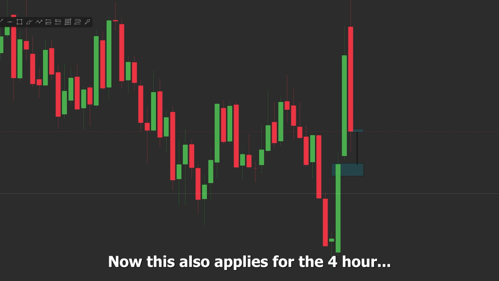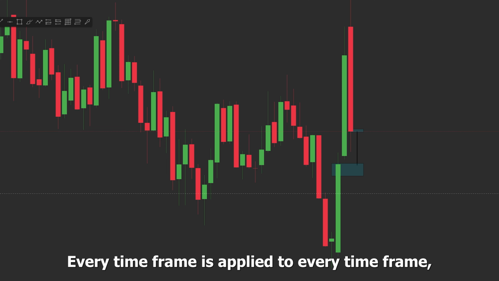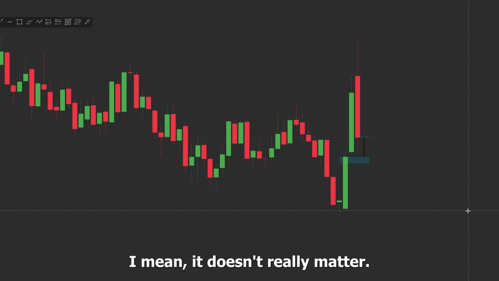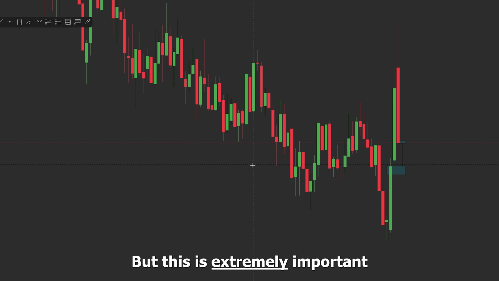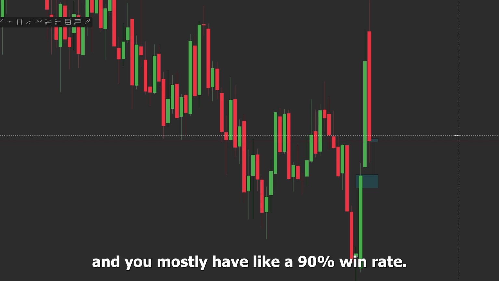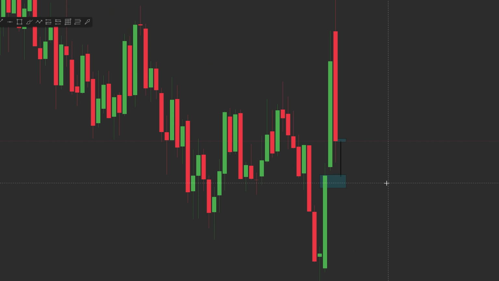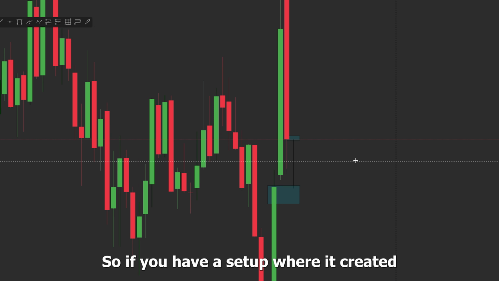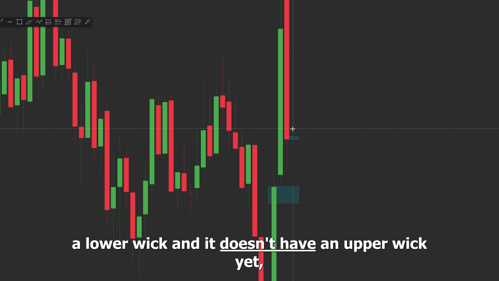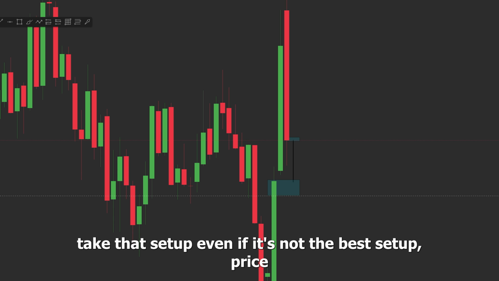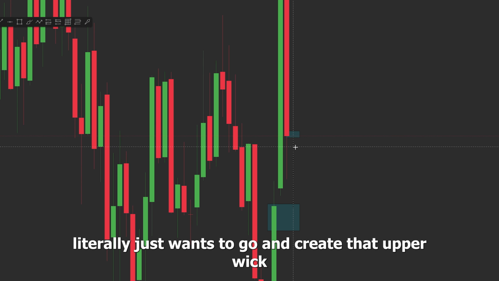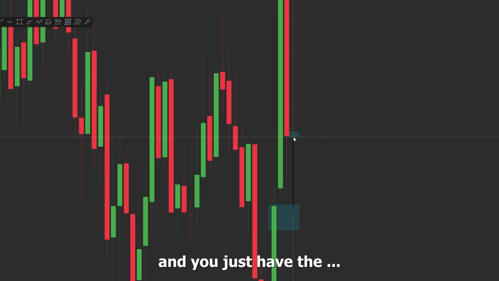Now, this also applies for the 4-hour, okay, every time frame. This applies to every time frame. I mean, it doesn't really matter on the lower time frames because you can't really see trend shifts like this, but this is extremely important and you mostly have like a 90% win rate. So if you have a setup where it created its lower wick and it doesn't have an upper wick yet, take that setup. Even if it's not the best setup, price literally just wants to go and create that upper wick and you just have the perfect place to take that long.